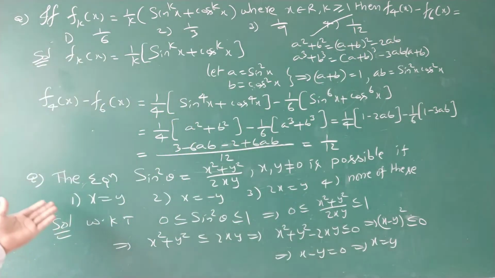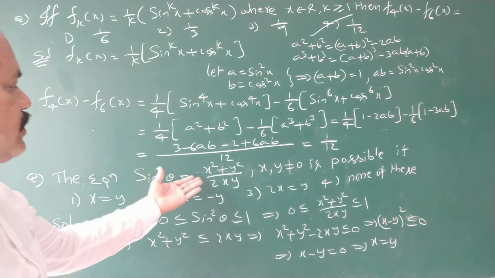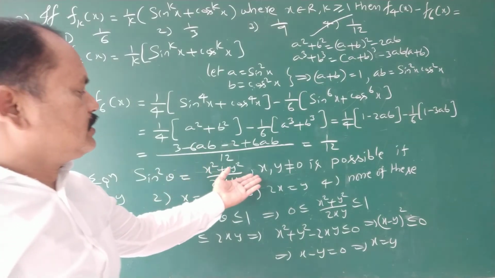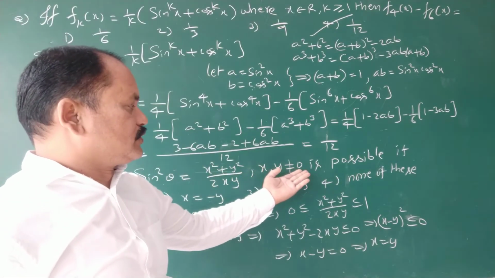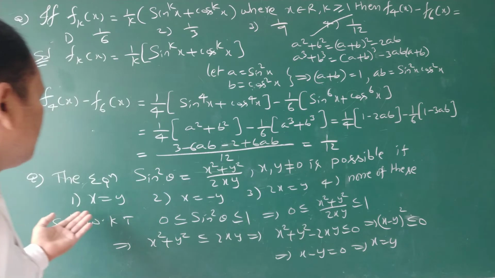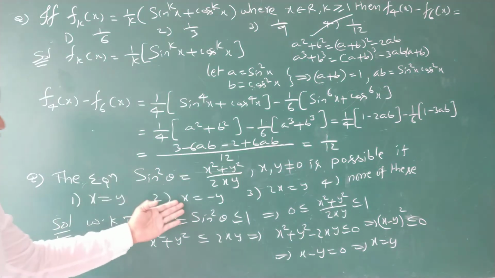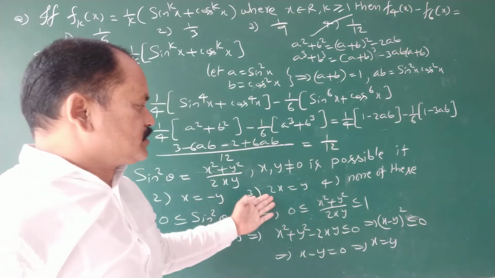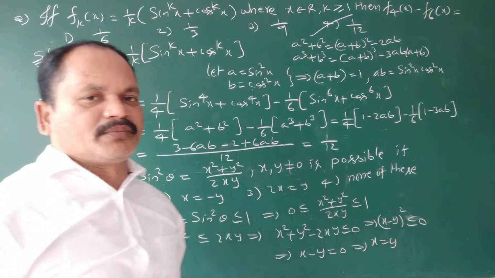One more question. The equation sin square theta is equal to x square plus y square by 2xy, where x, y not equal to 0, is possible if: first option x is equal to y, second option x is equal to minus y, third option 2x is equal to y, fourth option none of these.